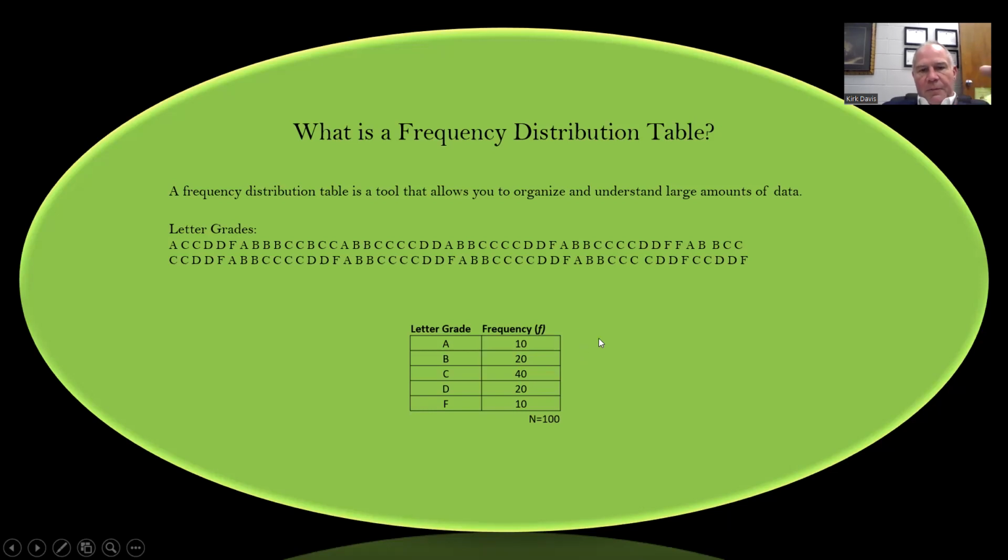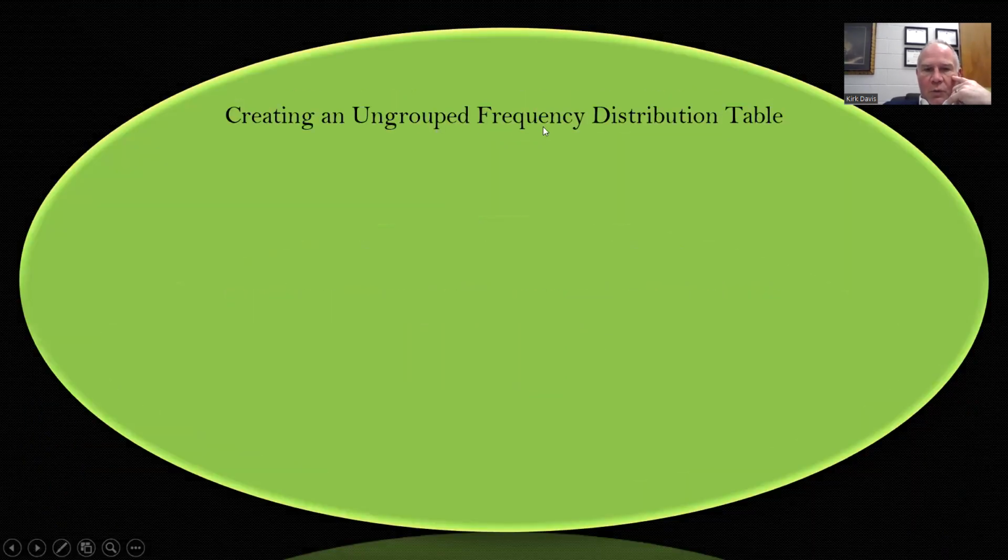So how do we create these? Let's start with an ungrouped frequency distribution. We're calling it ungrouped because we're not going to take the data that we have and group it. We're going to leave it alone. Typically, we're using data that has already been grouped. In this case, we have letter grades, so we've taken all the 99s, 100s, and 98s, et cetera, and put them in the A group. But we're not going to do anything further to the data, so we call it an ungrouped frequency distribution table. In the next one, we will take some numerical data and actually group it before we organize it.